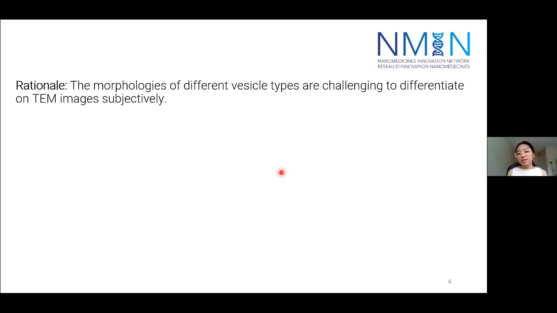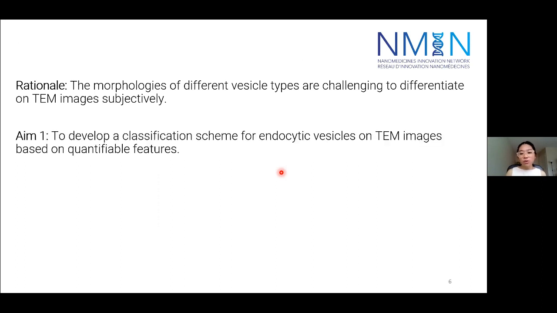So as per the previous slide, the roadblock that we're facing right now is that the morphologies of these different vesicle types are challenging to differentiate on TEM images subjectively. There exists a plethora of biases and inferences which vary from one scientist to another when identifying these vesicles. So the objective of my project is to develop a classification algorithm for these endocytic vesicles on TEM images based on quantifiable features. To put it simply, we want to explore if there are defining quantities that would help distinguish, for example, a macropinosome from a caveolae.